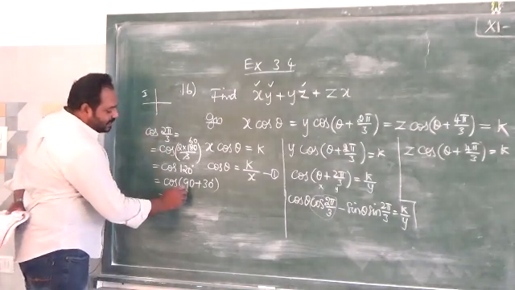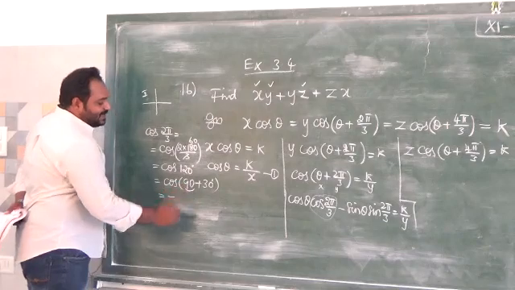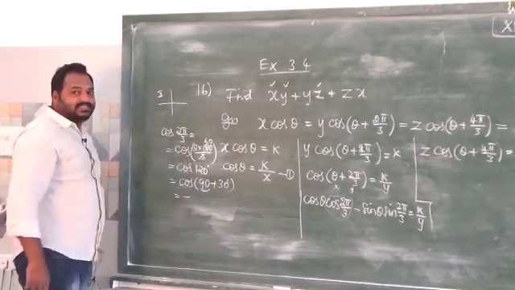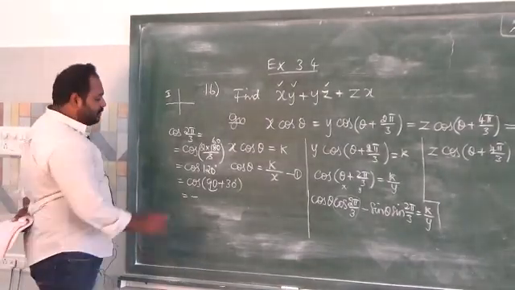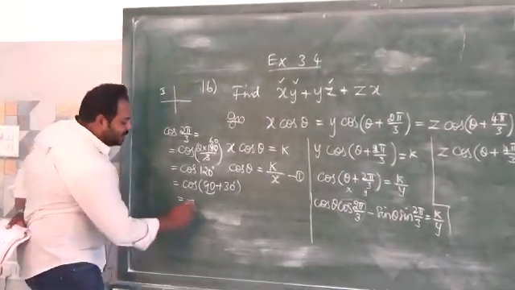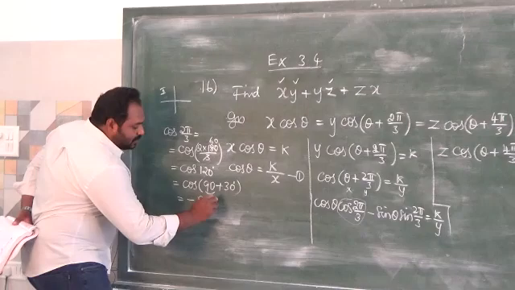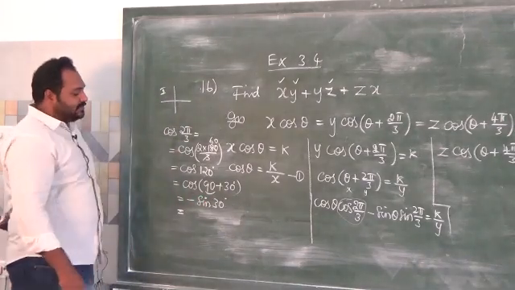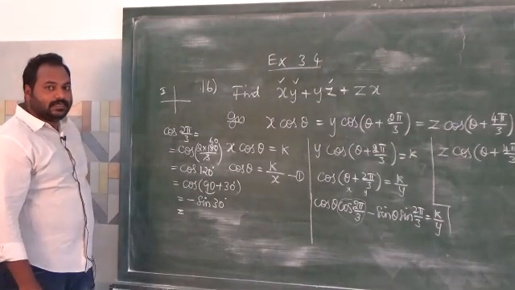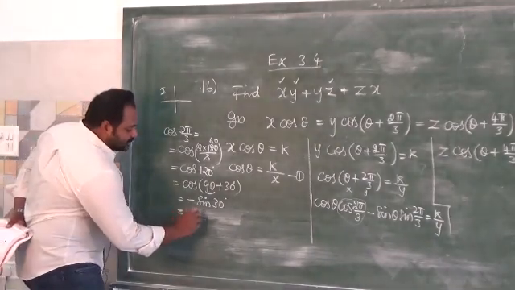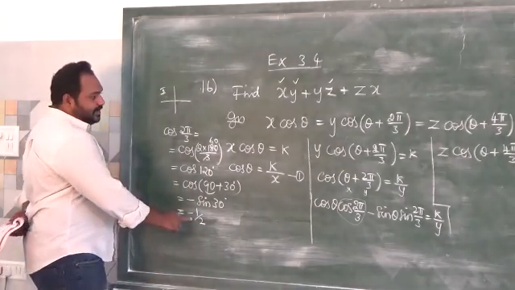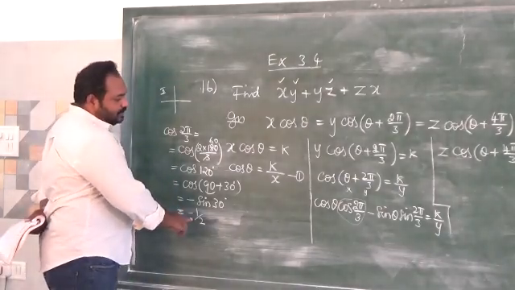The second condition: here it is 90. When you have 90 or 270, we have to change the function to its co-ratio. What is the co-ratio of cos? It is sine 30. Now, the sine 30 value is 1 by 2. So cos 120 degree value is minus 1 by 2.